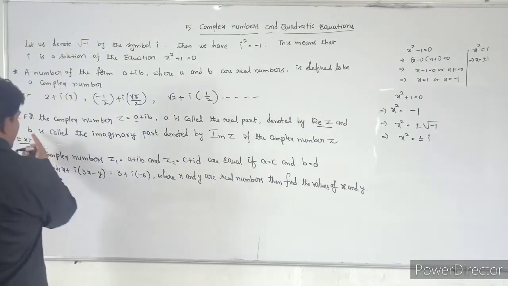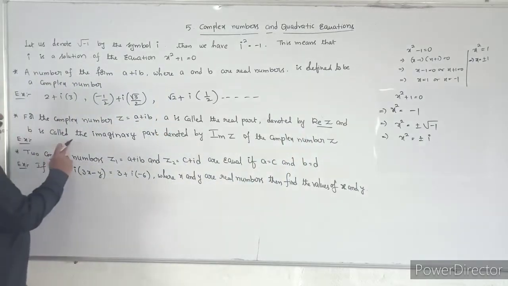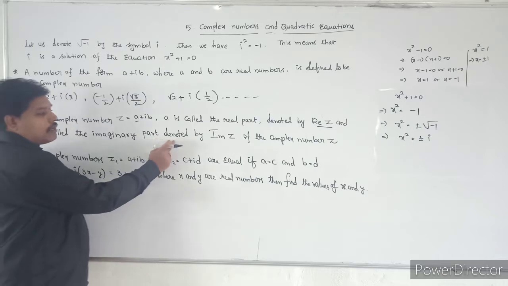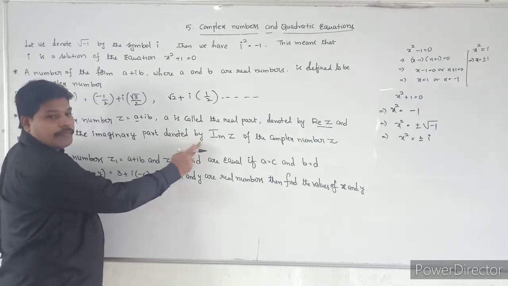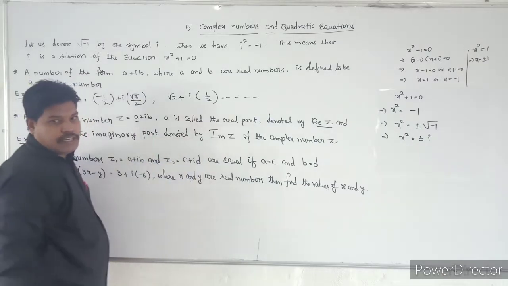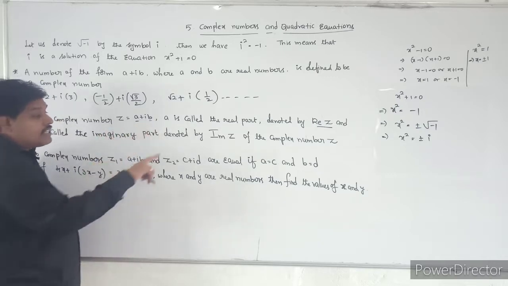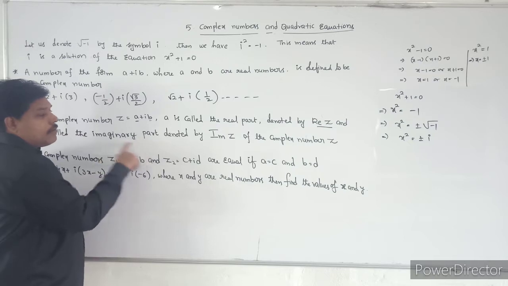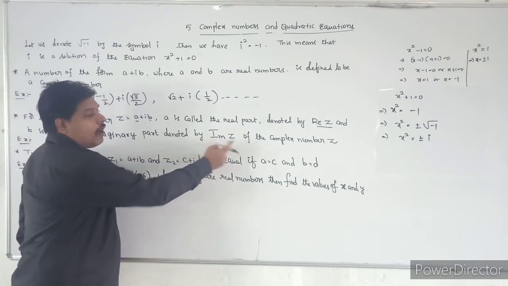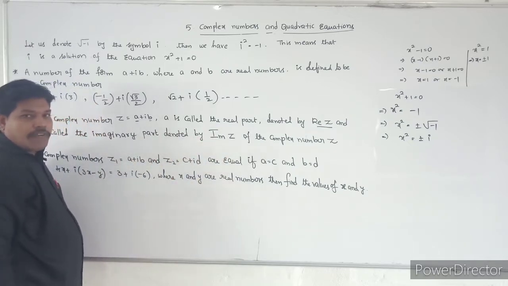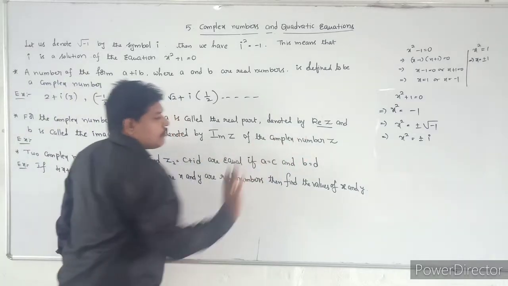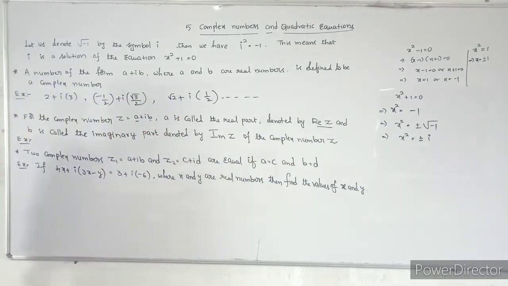And b, what is the b? b is called the imaginary part. It is denoted by Im of z, of the complex number z. Do you understand that, students?